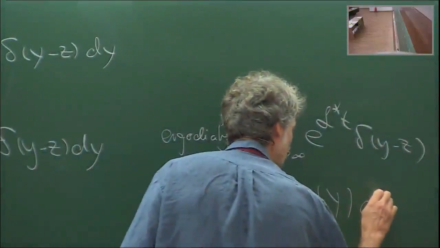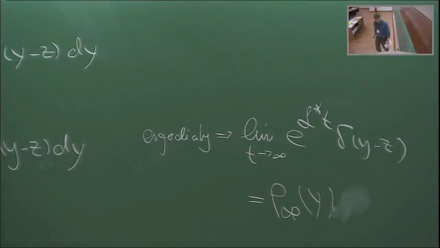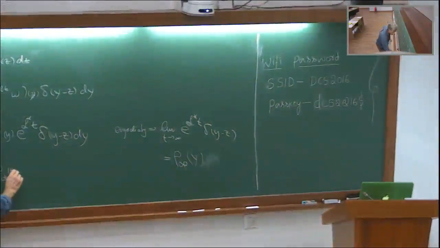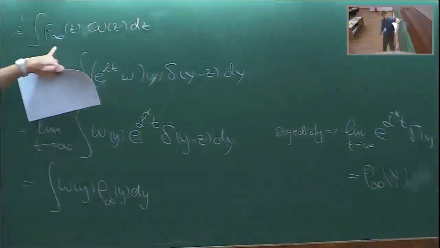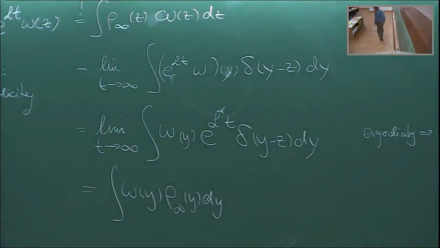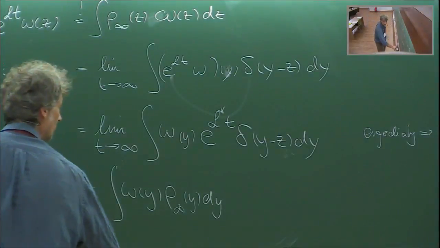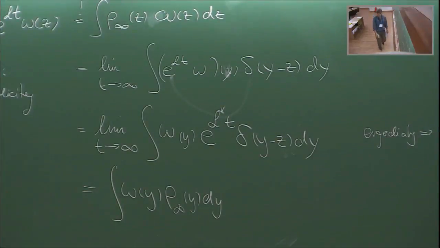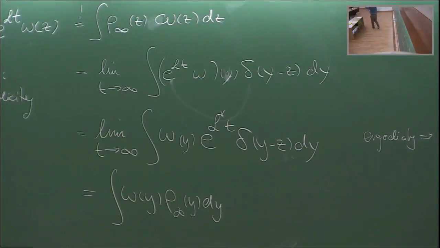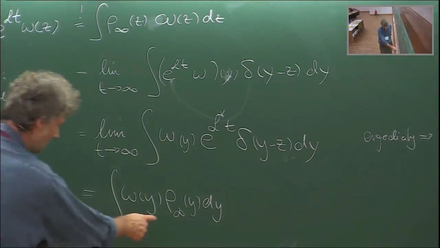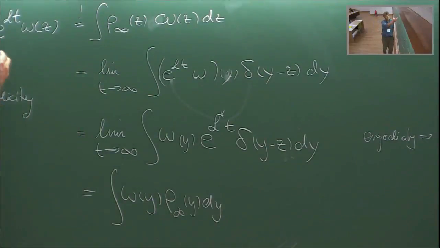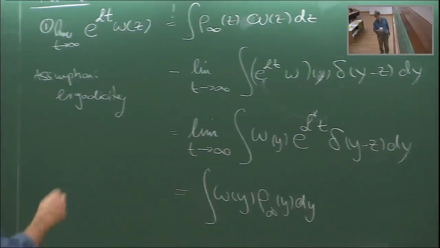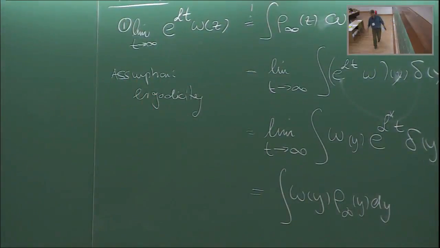rho of y. So we can now write this as the integral of w of y rho infinity of y dy, and that's what we had here. This is a useful identity, and it's also a useful calculation to understand ergodicity. No matter what you put in as a density, you will end up with the invariant density. Also, what this tells us is that all the other, let's keep it at that.